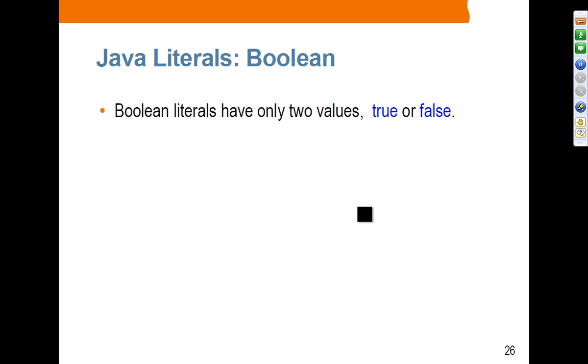Boolean literals, there are only 2 values possible, true or false. Okay, so these are Boolean literal constant values that are already defined in Java. So true and false, of course, they are keywords, meaning you cannot use true or false as a name of your class or name of your method or name of your variable.